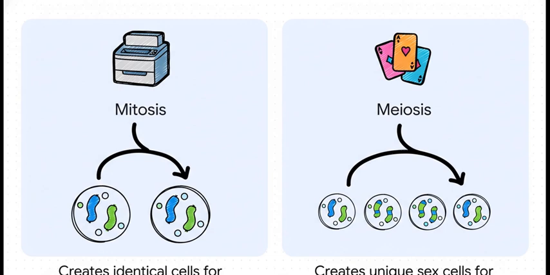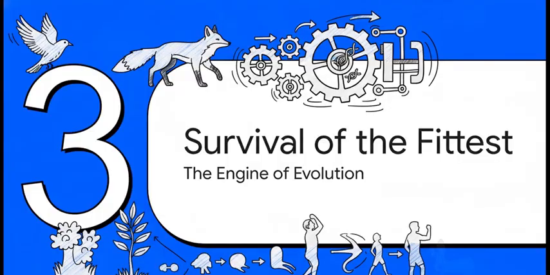This is a special kind of division that happens for reproduction. It shuffles up the parents' alleles to create totally unique sex cells, which guarantees variety in every new generation. Okay, so we've got variation and we've got a way to pass it down. Now we get to the main event, survival of the fittest. This is the mechanism, the powerful engine that actually drives all evolutionary change.